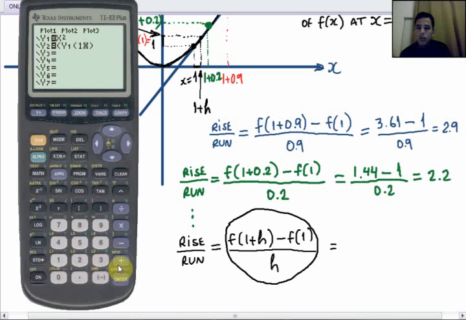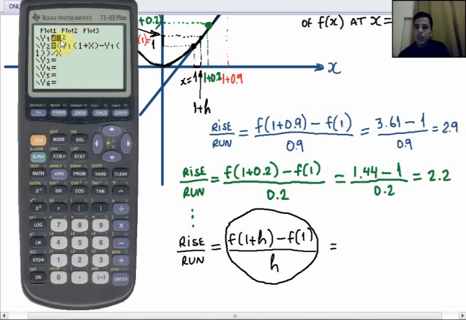y1 of 1 plus x, and then minus y1 of 1, everything divided by h. We don't have h, so let's use x. All right. So now you can go back here to the main screen.